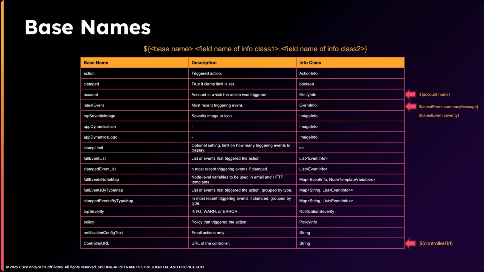If we look down the list, I'm going to go to the third one down, account. This is one we did before. So you can do account, and the info class of account is entity info. The latest event base name, the info class is event info. As you go down this list, you can see that if we go all the way to the bottom, that's the controller URL with just a string. Like I said, zero info classes. The one above it is the same way, just zero info classes. The third one from the bottom, policy, is of type info class policy info.